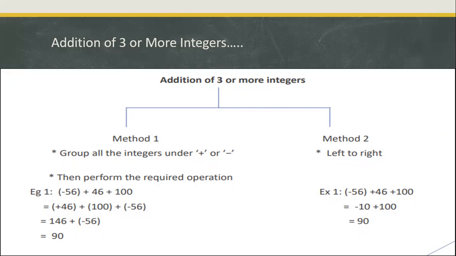Method 2. Left to right. Example 1. Minus 56 plus 46 plus 100 is equal to minus 10 plus 100, which is equal to 90.